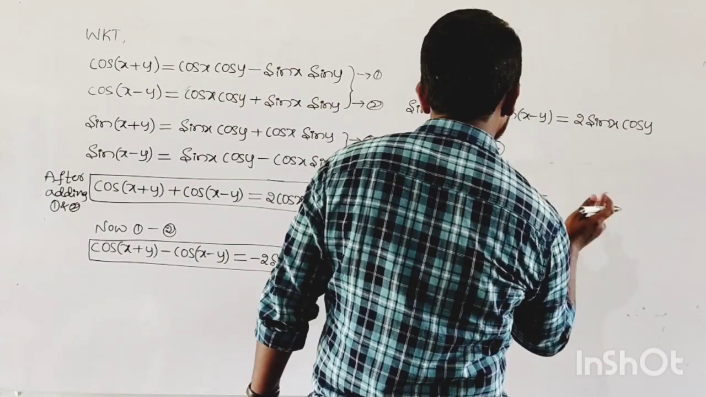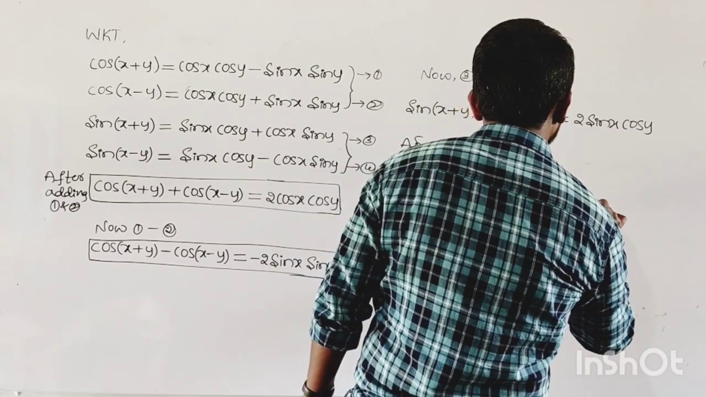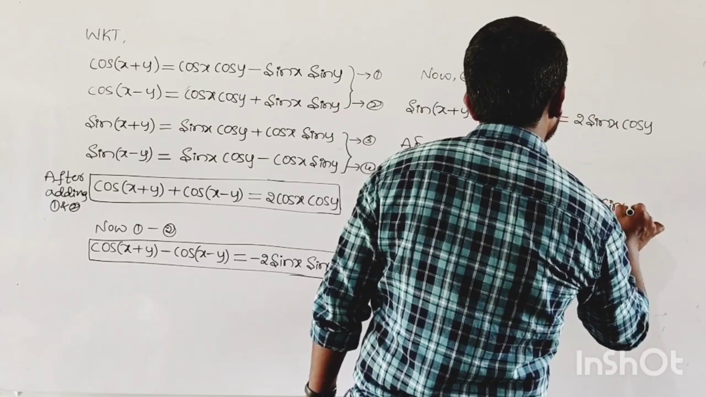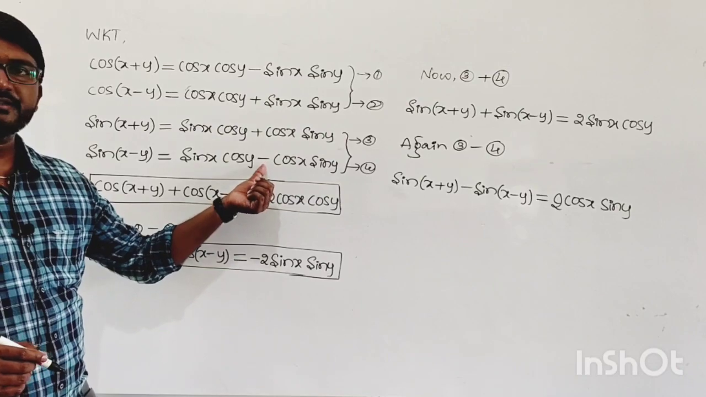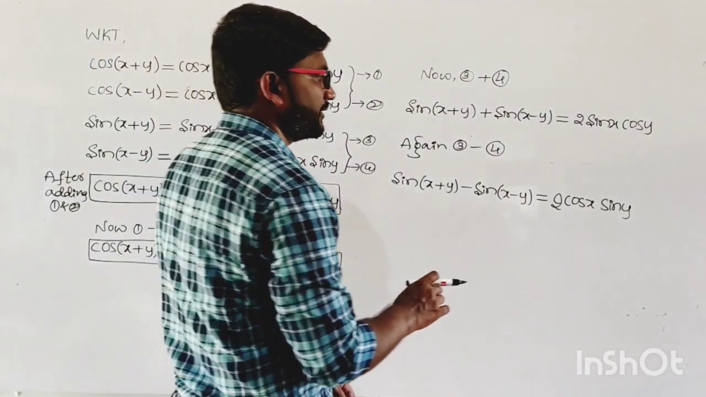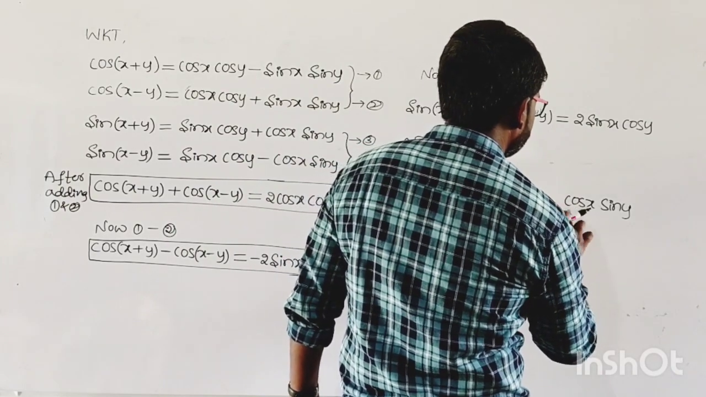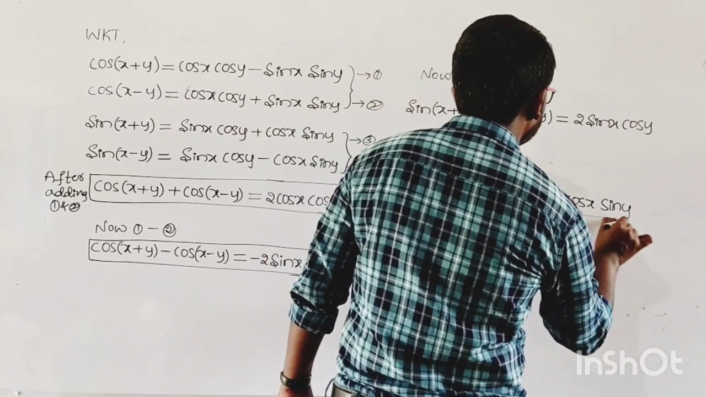So what do we get now? 2 cos x sin y. If you go for the subtraction, minus into minus it becomes plus, then add these two, we get 2 times cos x sin y. So this is the last standard result in this particular set.